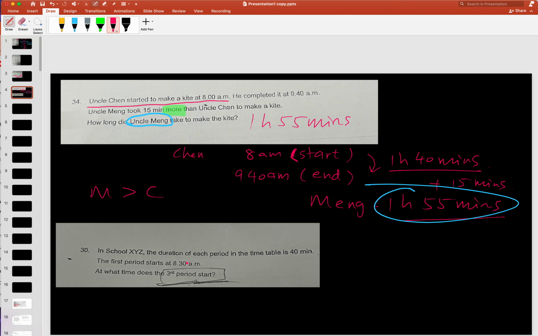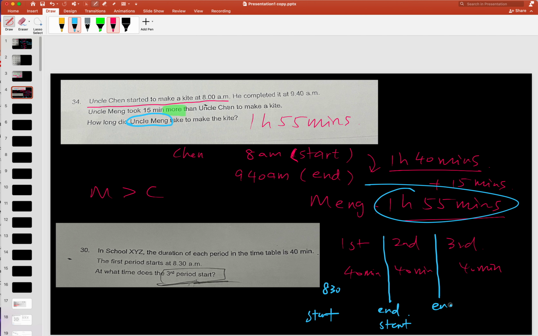Same thing for this one. So let's say the duration of each period on the timetable is 40 minutes. So first period, second period, third period, they are all 40 minutes each. And then the first period starts at 8:30. So you write down 8:30 first. So this is the start. So you have an end, right? So this is the first end, but second start. Then this will be the second end and the third start, right? Then of course you have the third end, right?